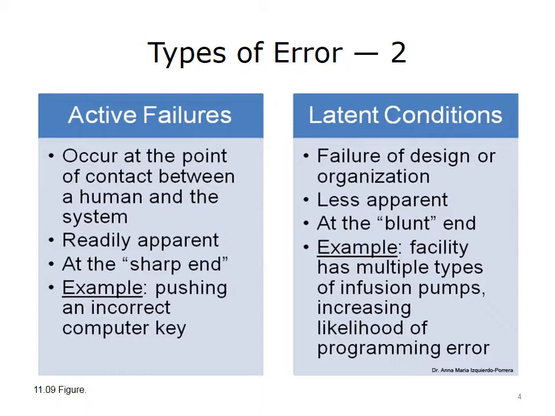Latent conditions represent failure of the system design or organization. We refer to these conditions as conditions at the blunt end. They are less apparent. Examples of latent conditions include when a facility has multiple types of infusion pumps, increasing the likelihood of programming error, or the time pressure that clinicians confront during the course of everyday patient care. Other examples of active failures are ignoring warning lights, operating on the wrong arm, incorrectly programming an IV pump, and inadequate equipment.